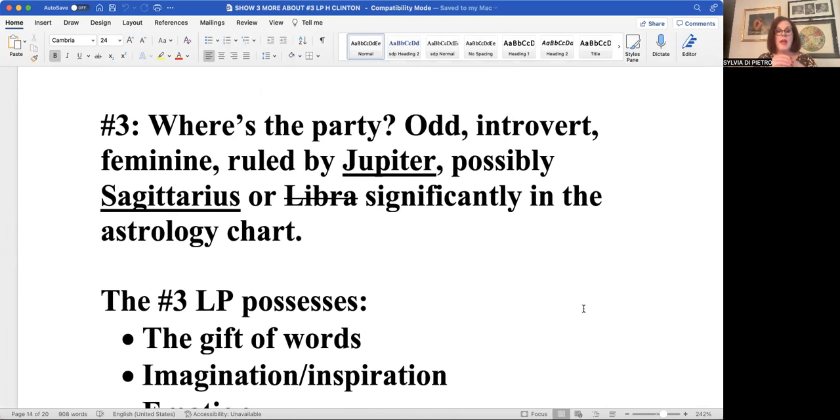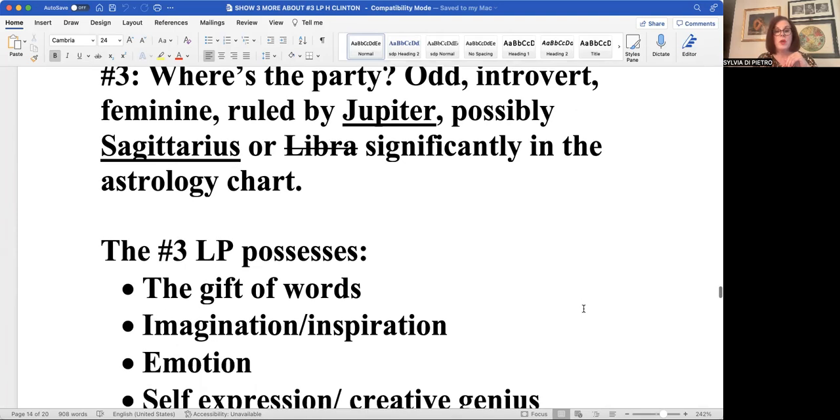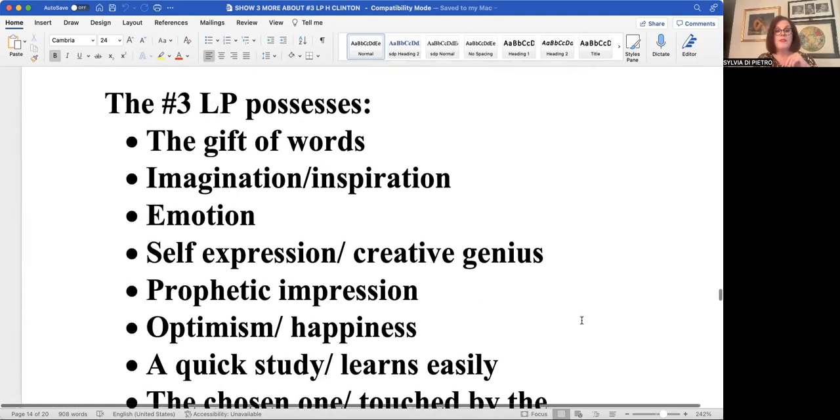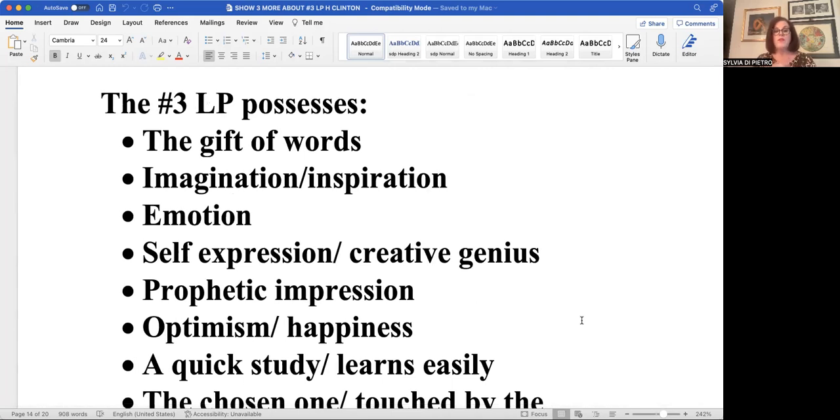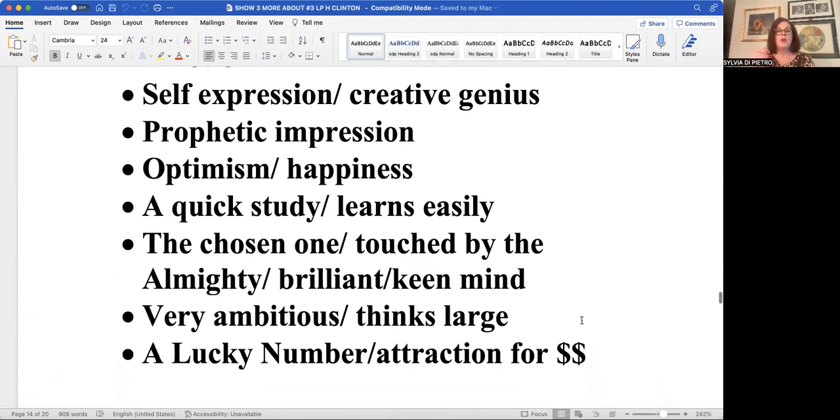So let's look again. We're looking at the 3, an odd number, an introverted number, a feminine number ruled by Jupiter, Sagittarius, or Pisces. And let's look at some of its gifts, as I mentioned. The gift of words, the gift of imagination and inspiration, fantastic emotion, self-expression, very creative geniuses, especially in the arts. The number 3 has a prophetic aspect to it.